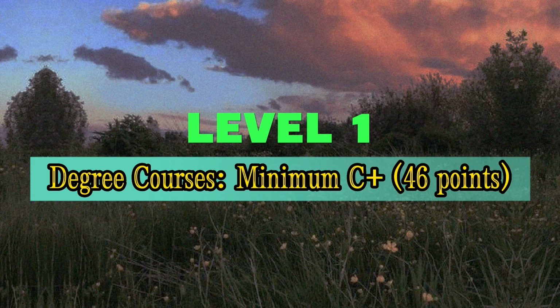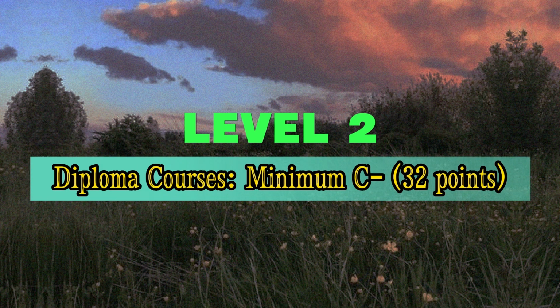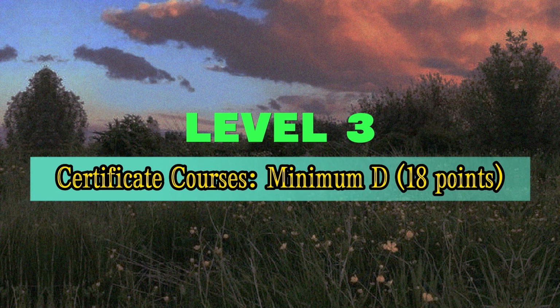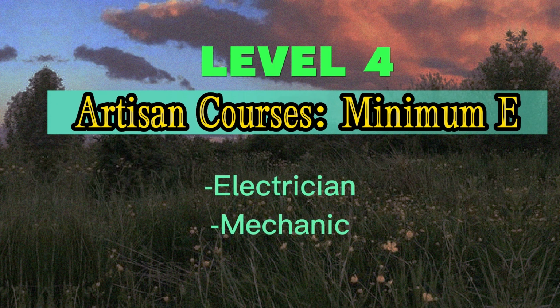If you have 46 points and above, that is a C+, you qualify for degree courses. If you have 32 points, that is C- and above, you qualify for diploma courses. And if you have a minimum of D, which is 18 points, you qualify for certificate courses. And then any other students with a minimum of E qualify for artisan courses like electrician, mechanic, and such.